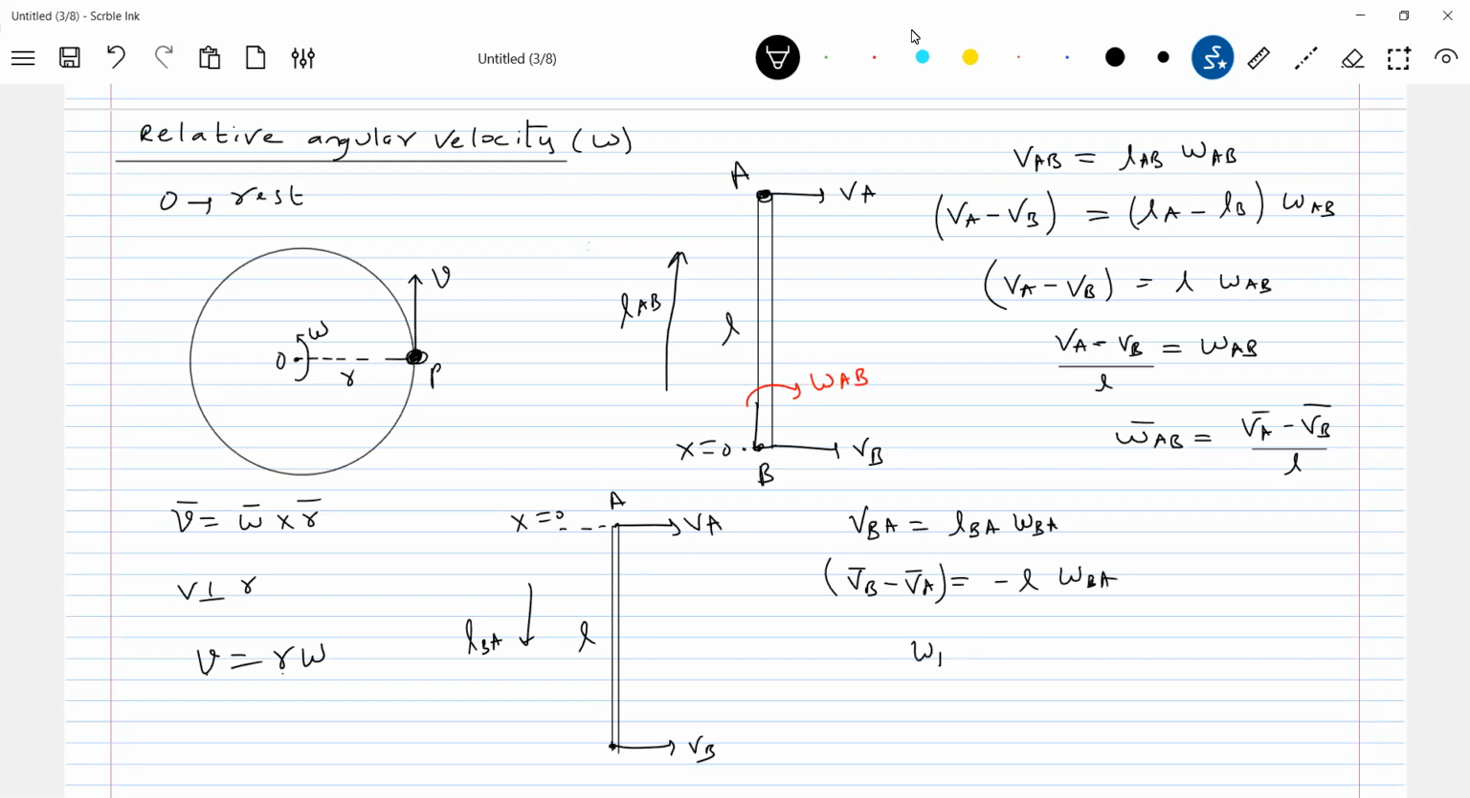So omega BA bar, if you rewrite, you're going to get it as... What is the direction of angular velocity of B with respect to A? It is also in the same sense. So how do I show it? Same sense means how it should be. It was clockwise, no? Here also it should be clockwise. So here the omega BA should come like this.